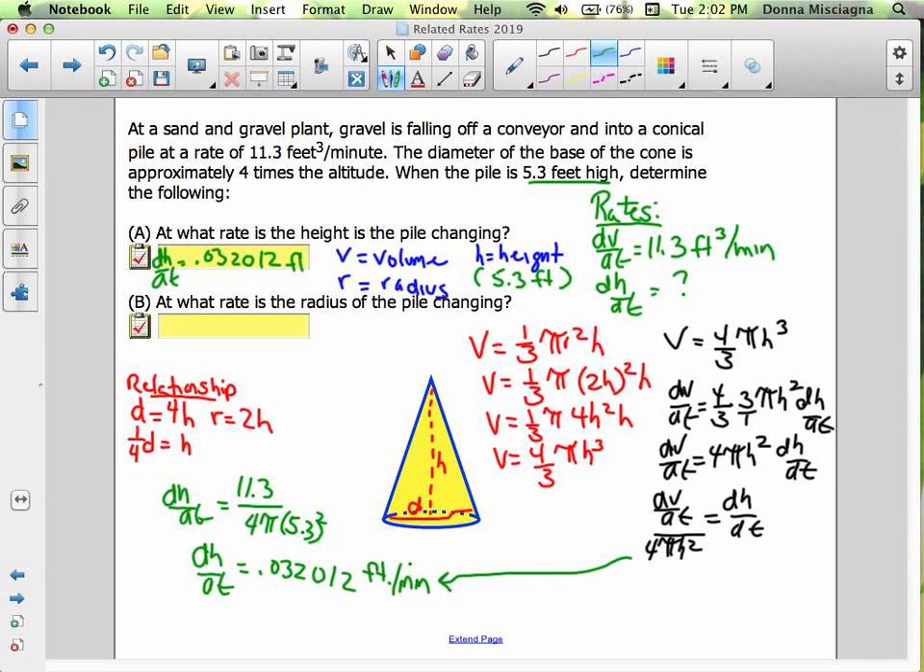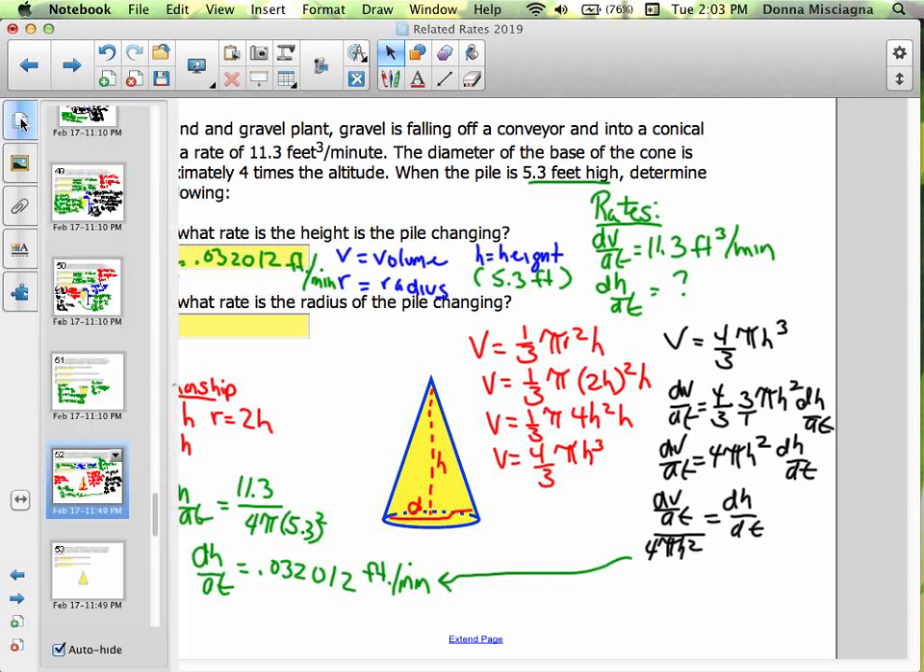Feet per minute. Right? Not a very pretty number. But that's the rate, the change in height at exactly when the cone is exactly 5.3 feet high. That is how the height is changing. So let's take this problem.